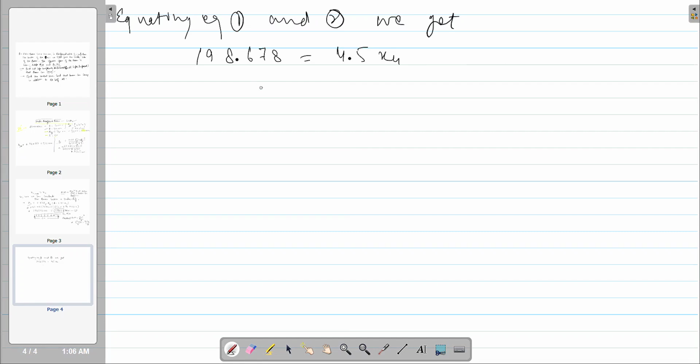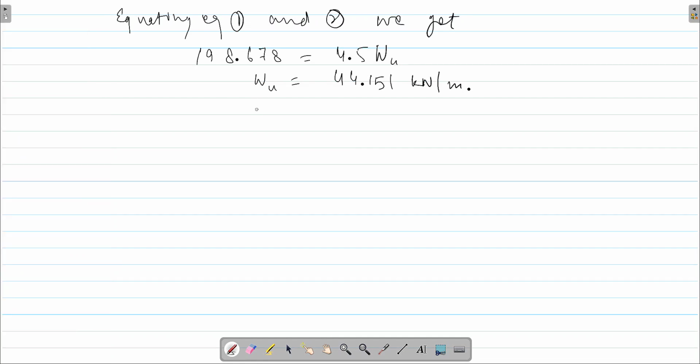Which comes out to be 198.678 is equal to 4.5 WU, sorry, here we have WU, not XU. So the value of WU comes out to be 44.151 kilonewton per meter. As we all know, now this is the overall weight of the beam.